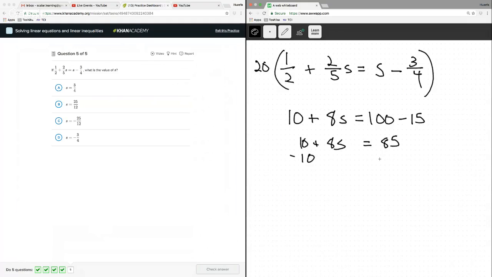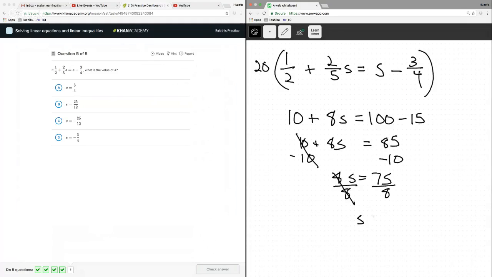Move this 10 over, right? We'll keep our variables all on the left. 8s equals 75. Oh, this is not going to be a nice number or a nice integer. Then we divide both sides by 8. Okay. Now, do we have any common terms? Let me think about this for a second.